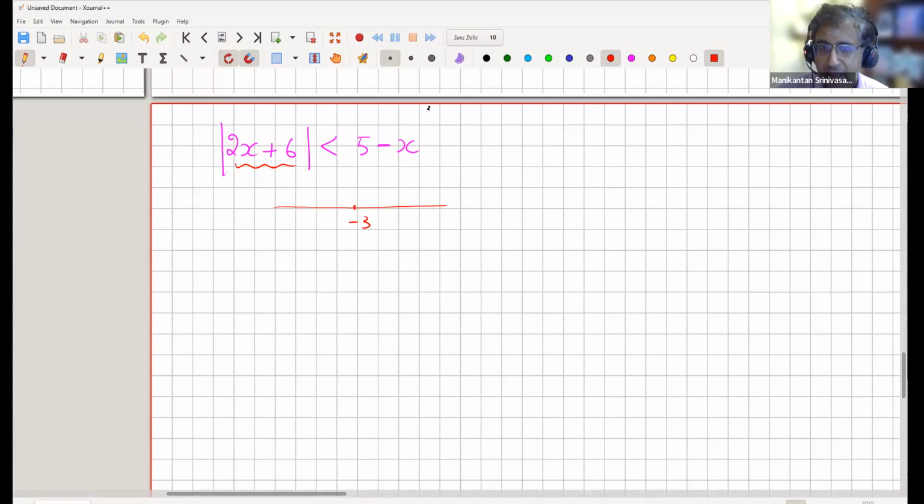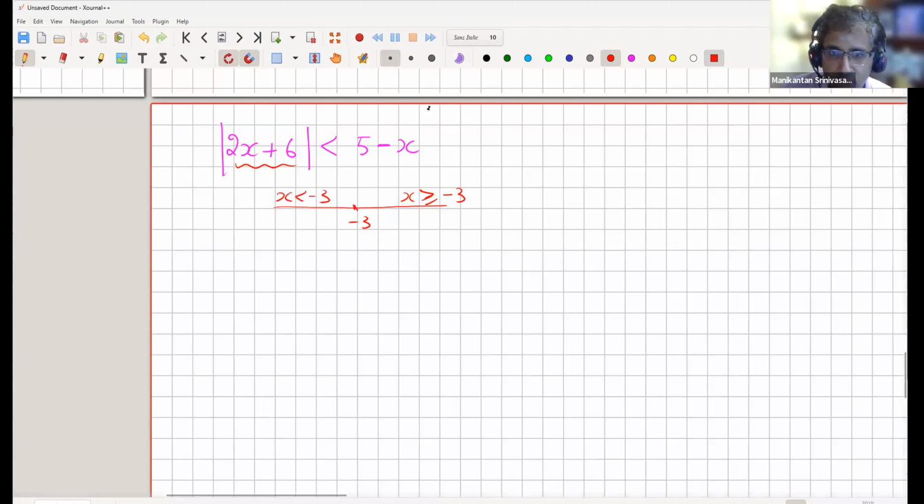If x is less than minus 3, and if x is greater than or equal to minus 3. So I'll have two parts. I can include minus 3 anywhere, either on the right side or the left side, but it doesn't matter, because the absolute value of 0 is 0 only. I'll divide it into two parts: x is less than minus 3, and x is greater than or equal to minus 3.